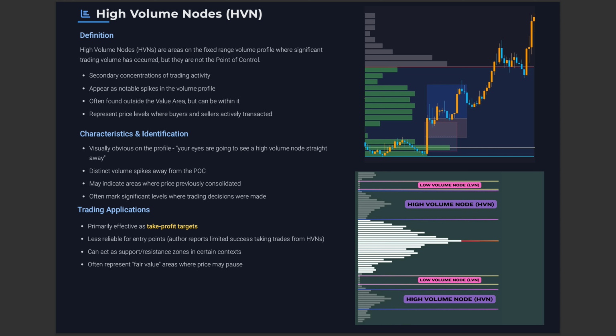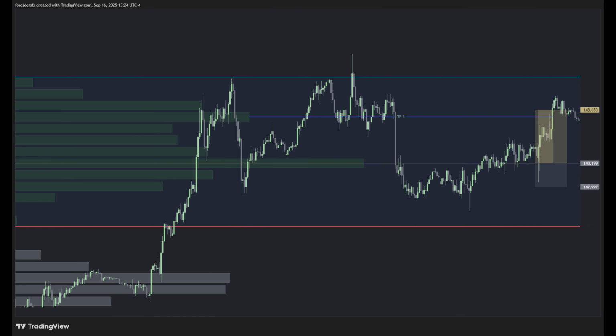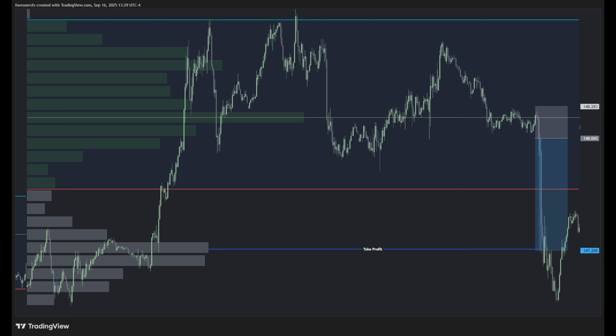Every trader is different. Where HVNs really shine is as take profit levels. They make excellent targets because they represent areas where the market has shown it will react. When you're in a winning trade, HVNs give you logical places to take profits based on actual market structure.